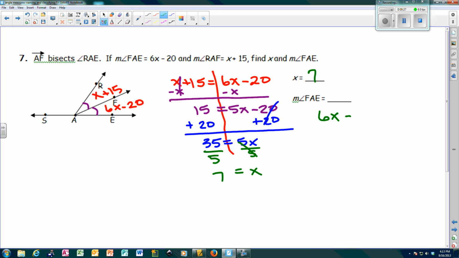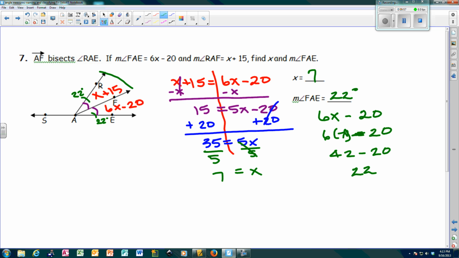Now they want me to find angle FAE. Well, if FAE is 6x minus 20 and x is 7, that means 6 times 7, minus 20. So that's 42 minus 20. 42 minus 20 is 22. So the measure of angle FAE is 22 degrees. So if this angle is 22 degrees, well then this angle is also 22 degrees. So the whole angle is 44 degrees. The end.